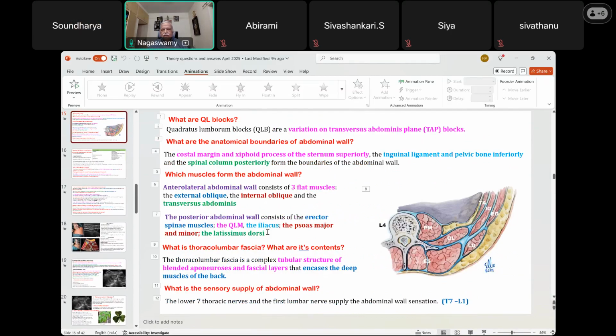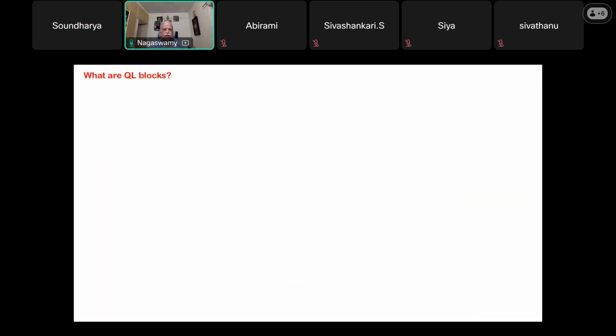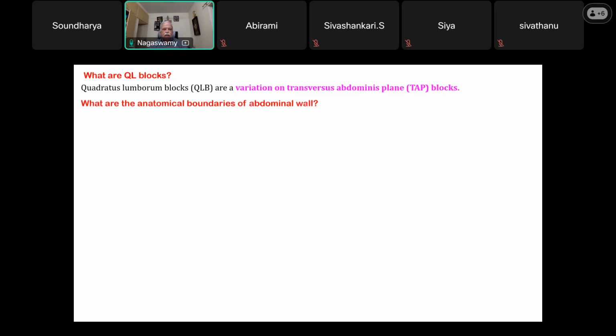So, as she rightly said, it is a fascial plane block. It is not done by blind technique as we do the majority of our blocks. The square block requires definitely ultrasound guidance. So it cannot be done blindly without looking at the anatomical structures.